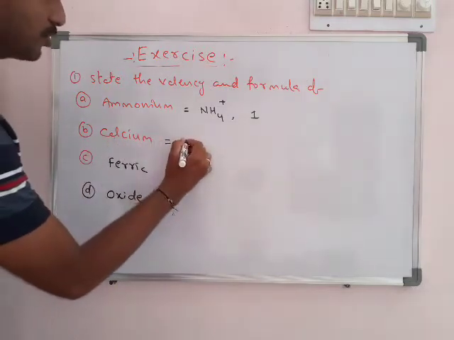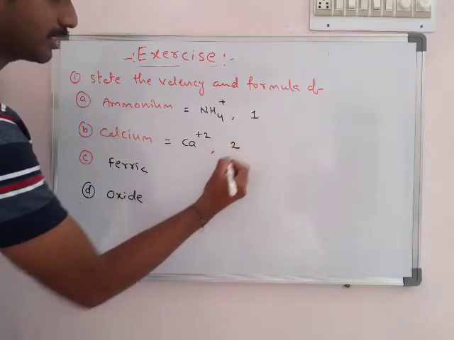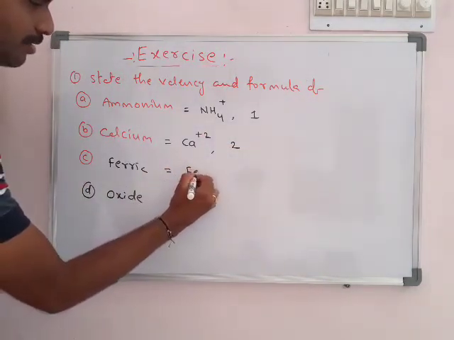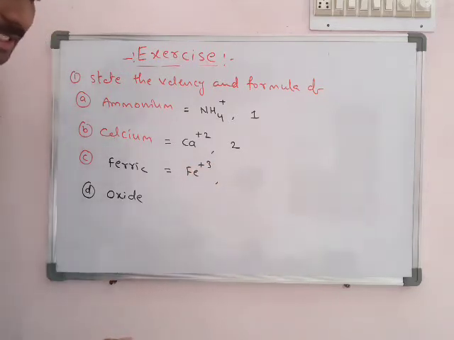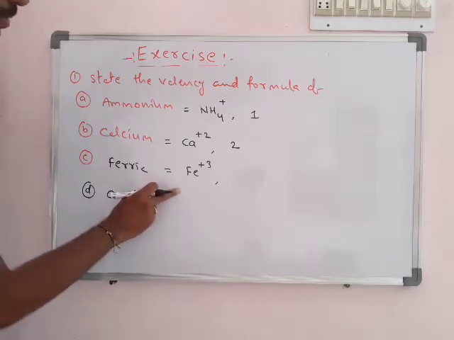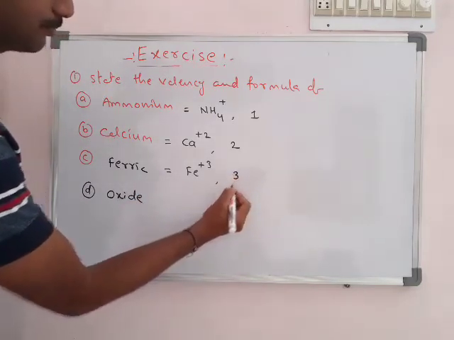So calcium. What is the calcium ion? Ca plus 2 ion, 2 units. So that is 2. Next, what is ferric? Ferric means Fe plus 3. If it is Fe plus 2, that is ferrous. In the question it is given ferric, so Fe plus 3. What is the valency? The valency is 3.